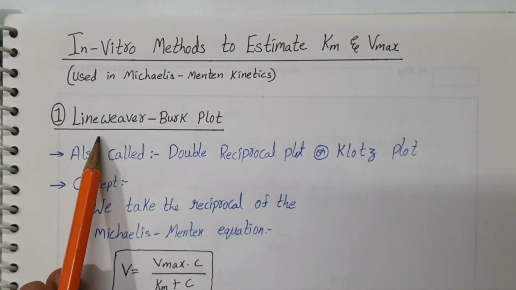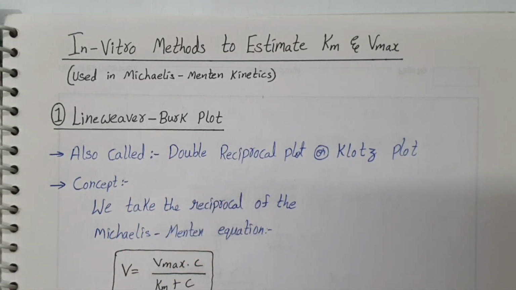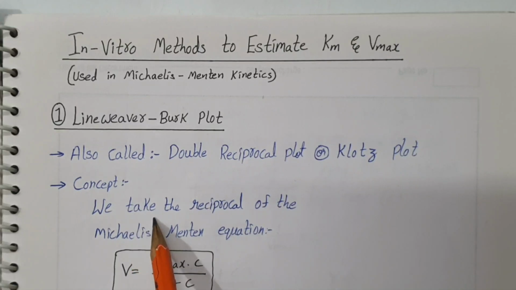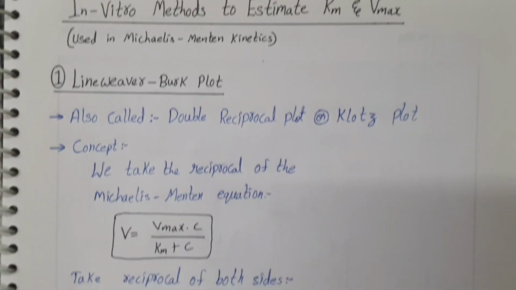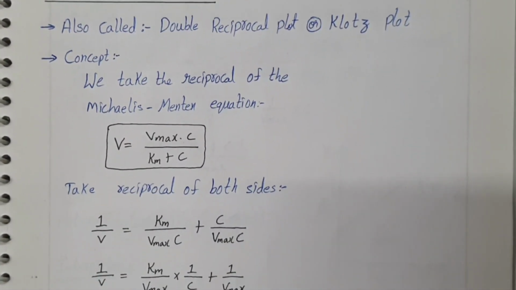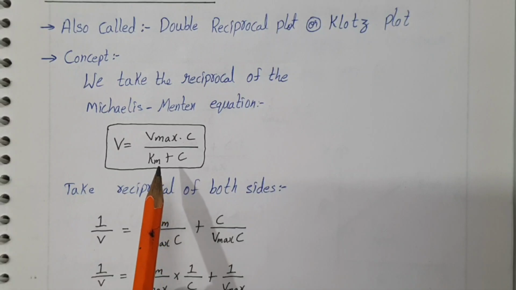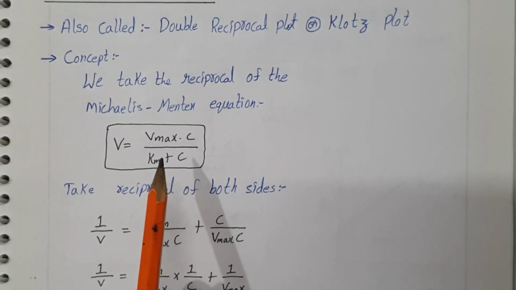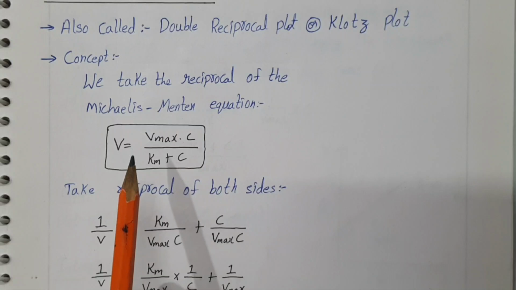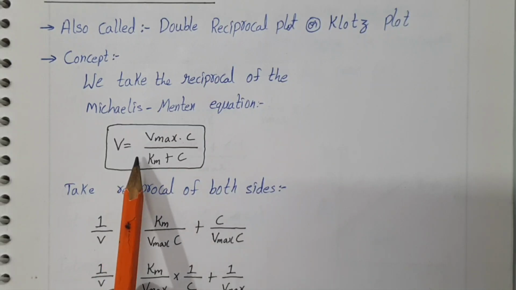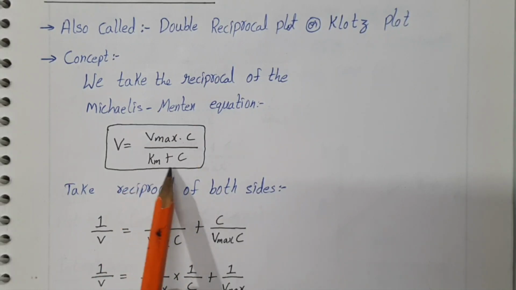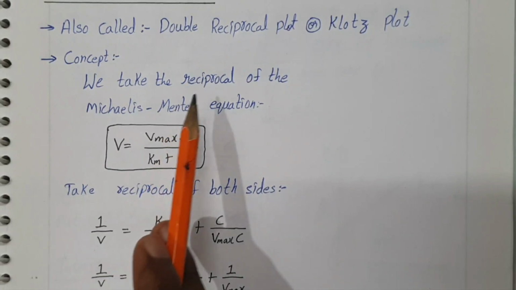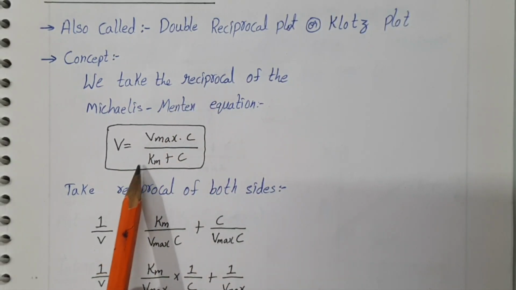First one is the Lineweaver-Burk plot. It is also called the double reciprocal plot. Here the concept is we take the reciprocal of the Michaelis-Menten equation. As we already discussed in our previous videos, the equation for Michaelis-Menten was V equals Vmax into C divided by Km plus C. So we have to take the reciprocal of this equation.